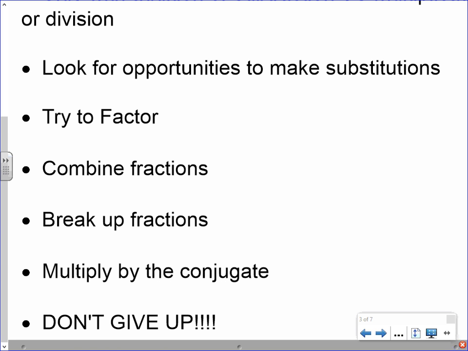On the quiz, are there going to be some that don't equal each other? No. I will always give you two expressions that are equivalent. Always. You will always be able to prove that they are equal.